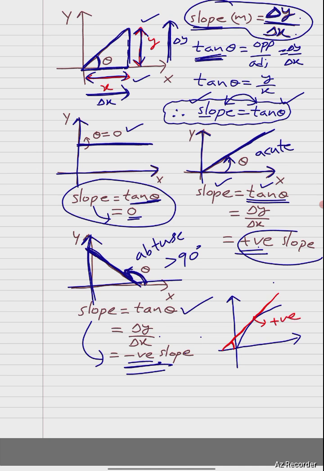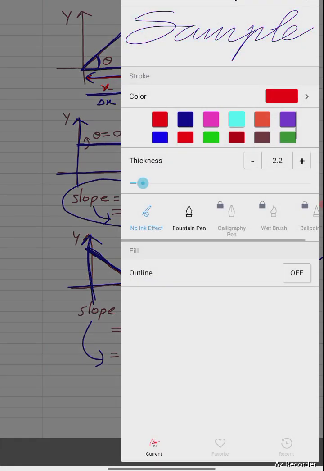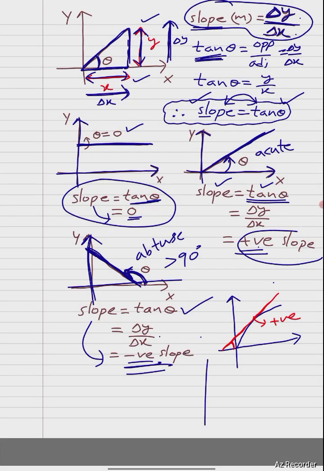Suppose let us take one more graph to understand negative slope. Okay, so let us take this graph.